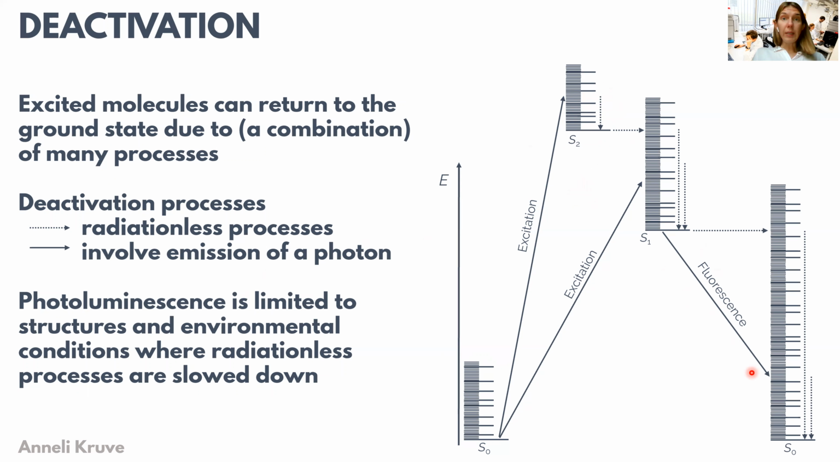The luminescence processes, so both fluorescence that we are focusing on here primarily, as well as phosphorescence, are limited to the conditions where the radiation-less processes are slowed down, at least some of them, so that we can actually observe the processes where photons are emitted. So this is very important that we would actually have these conversions that are shown with the straight line arrows.